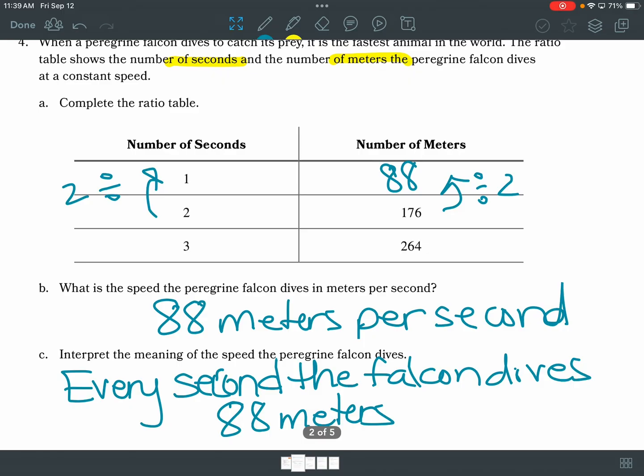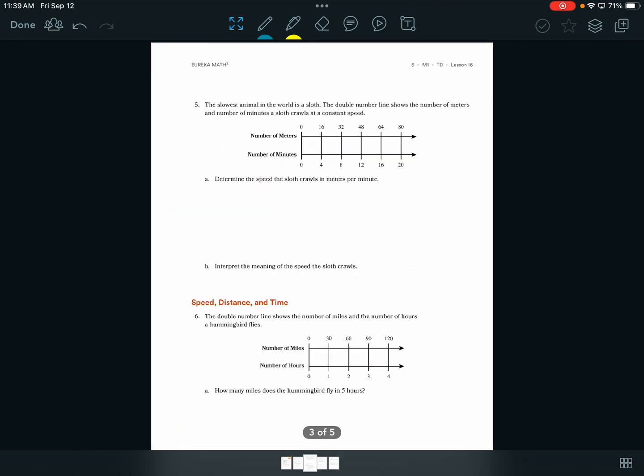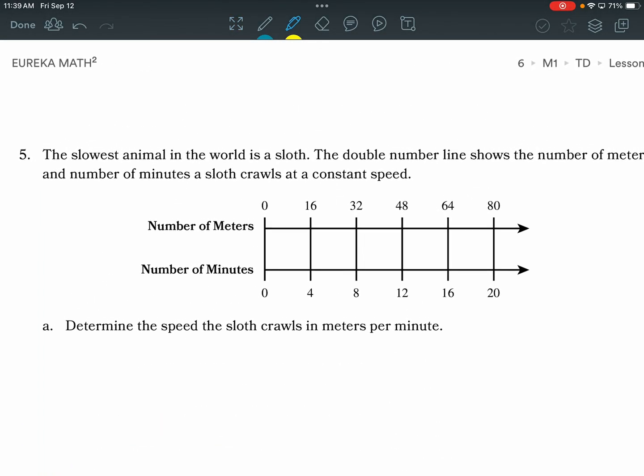Are we ready? All right, next page. Our next critter is the sloth. So we go from the fastest animal in the world to the slowest animal in the world.